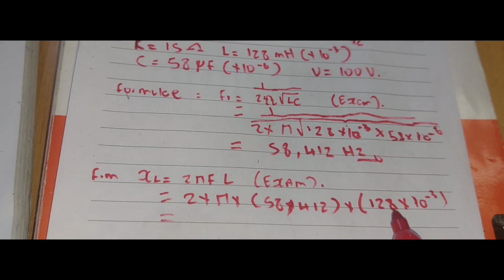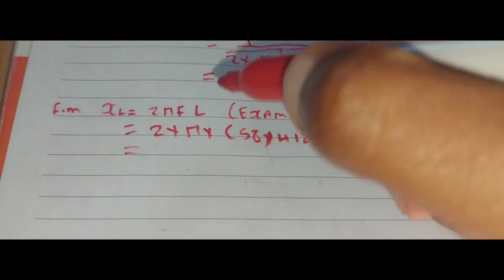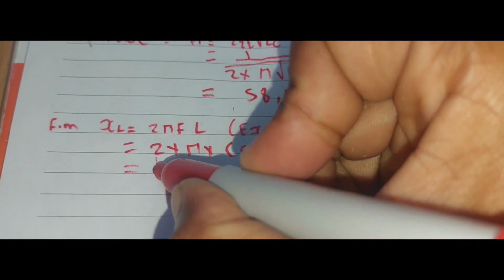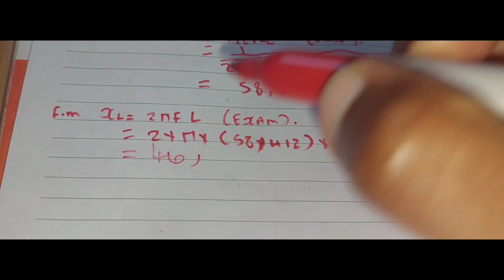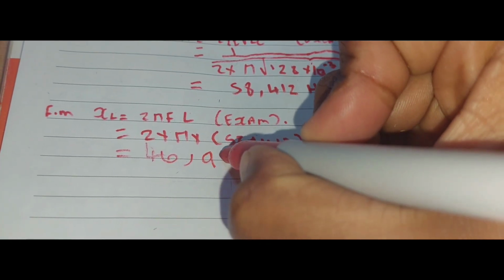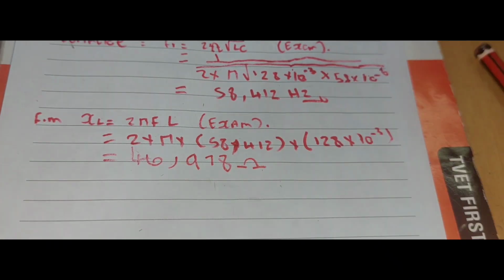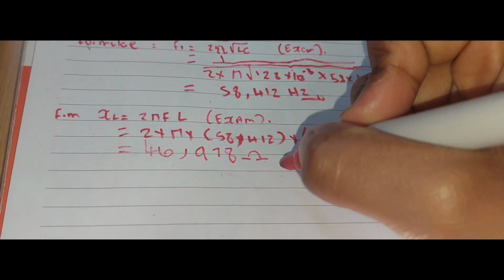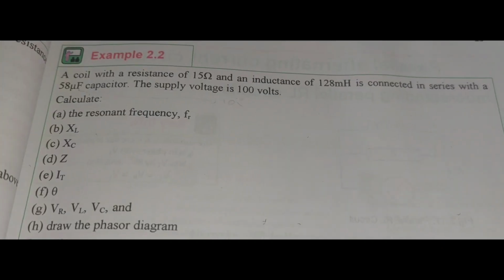412 times 128 times 10 to the power of negative 3. Calculators, guys. Calculators, and I get my answer to be 46,978, which is measured in ohms. Remember the sign, guys. Remember your signs. You get marked for your signs in exams.